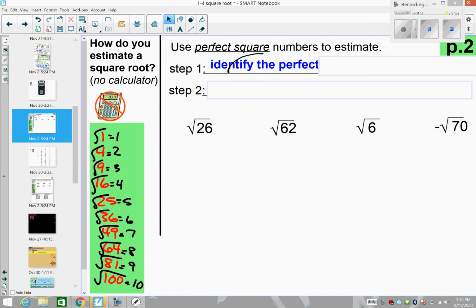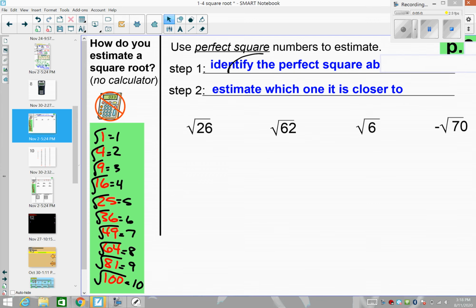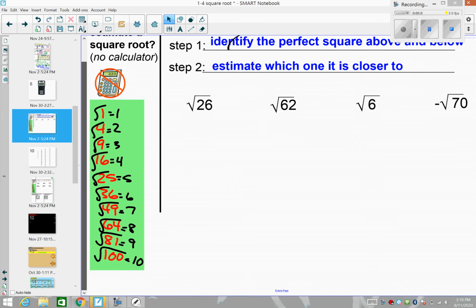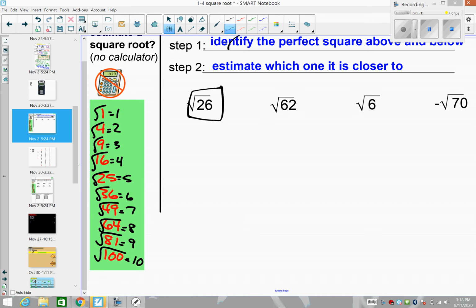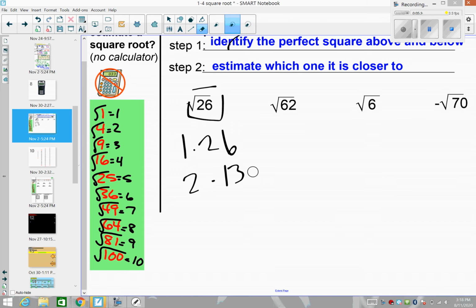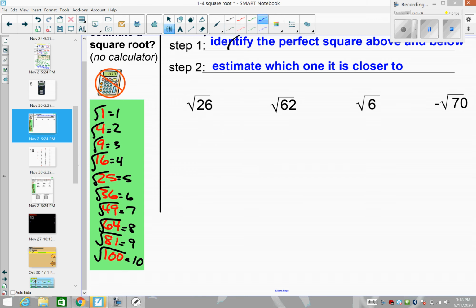Find the perfect squares it's between. So identify perfect square above and below. And then after that, estimate which one it's closest to. So 26. Well, 26 is actually a rectangle, not a square. Because if we think about what times what are the factors of 26? Well, 1 times 26 and 2 times 13. But none of those make a square because the sides aren't the same. So that's a rectangle, which means it's not perfect. But the square root of 26 is sitting right here.